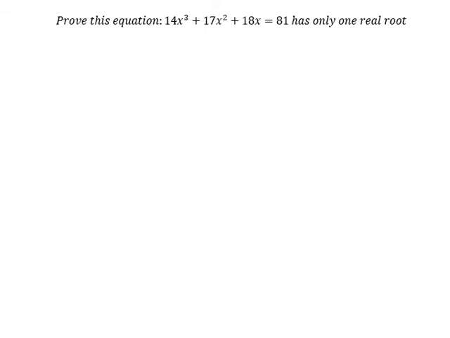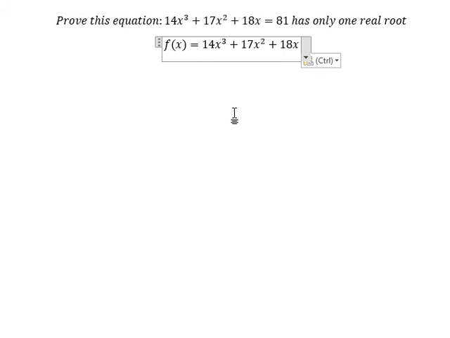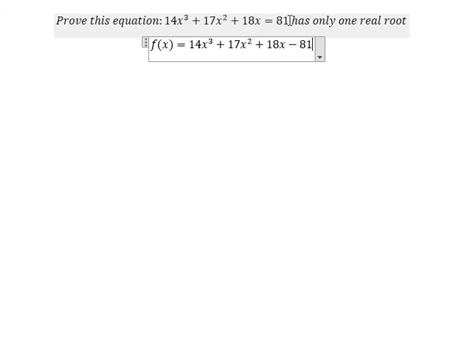First, we need to find the function f of s. So we have this one, minus 81, because we move 81 to the left, that's why you got negative 81. Next, we need to find first the derivative of the function f of s.